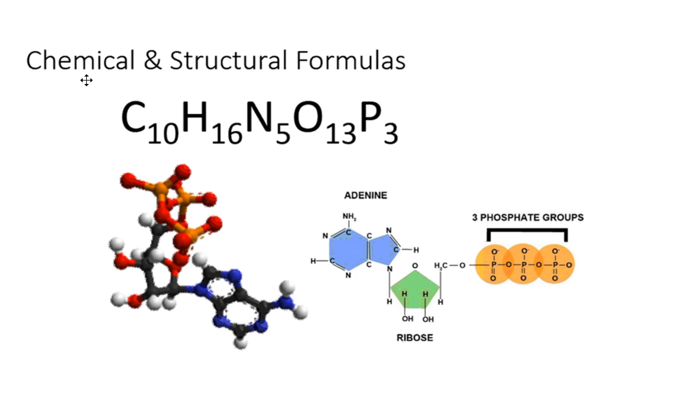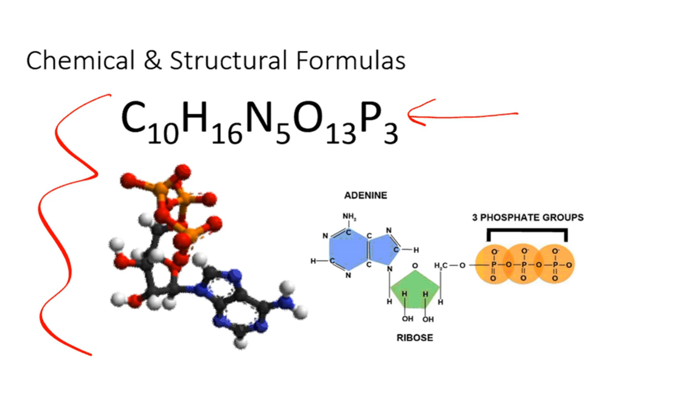Now, when we're dealing with chemicals in this class, we're going to be looking at them in several different ways. There are chemical formulas and there are structural formulas. A chemical formula is when a chemical or a molecule is written using symbols from the periodic table. And so this is an example of the chemical formula. Actually, all three of these are the same thing. They're all ATP.